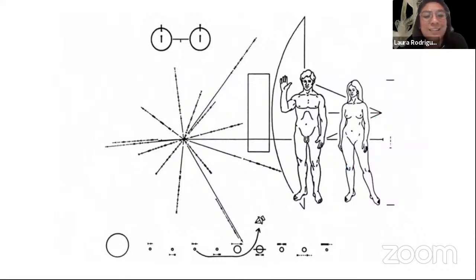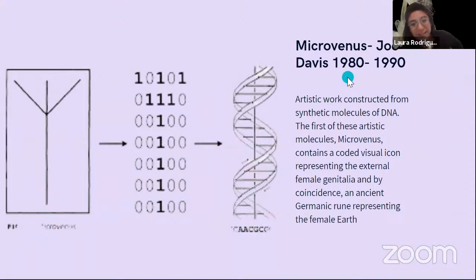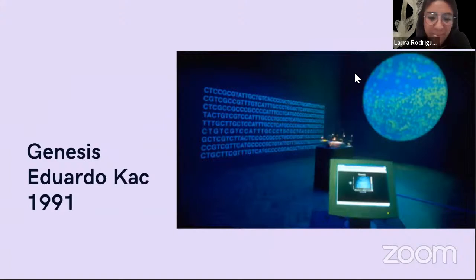Joe Davis also sent some vaginal contractions into space. He was the first artist in the 1980s to send pieces of art into space.